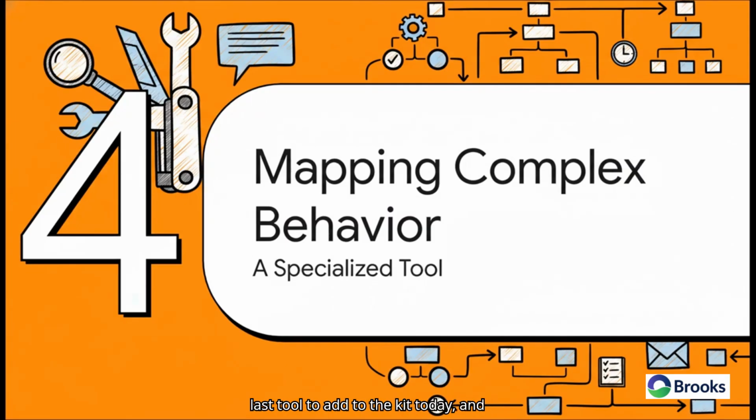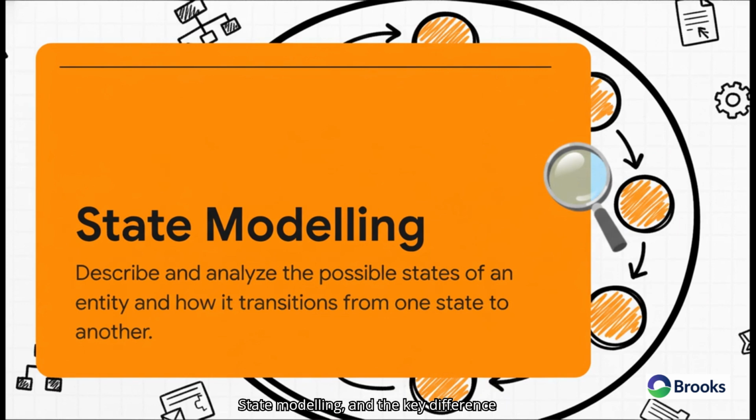Okay, we've got one last tool to add to the kit today, and this one is a bit more specialized. This is the one you break out when you're dealing with something that has a really complex life of its own, with lots of different stages and rules. It's called state modeling. And the key difference here is that we're not focused on a user's interaction anymore. We're focused on one single entity inside the system.